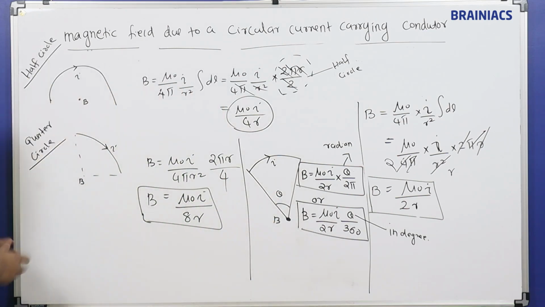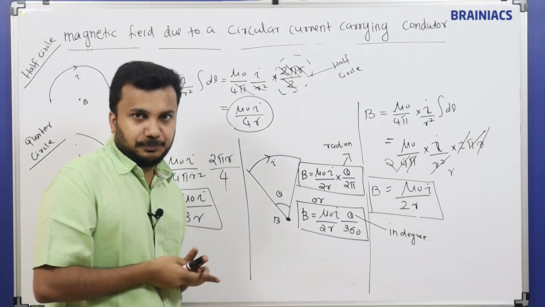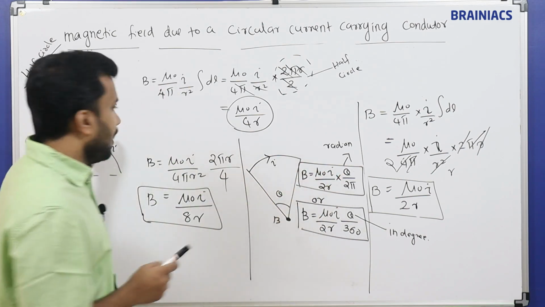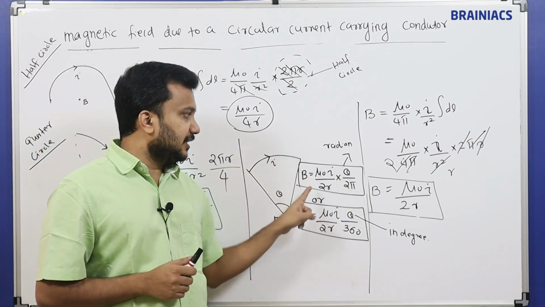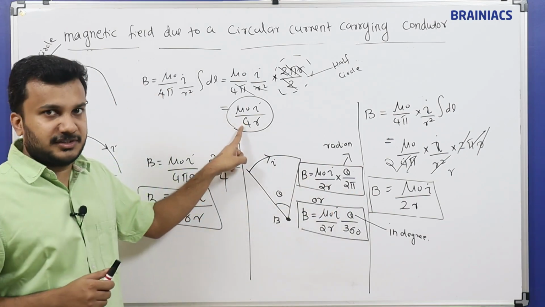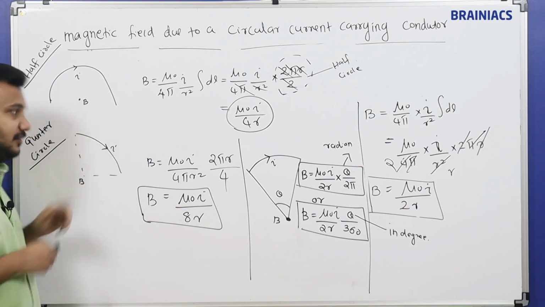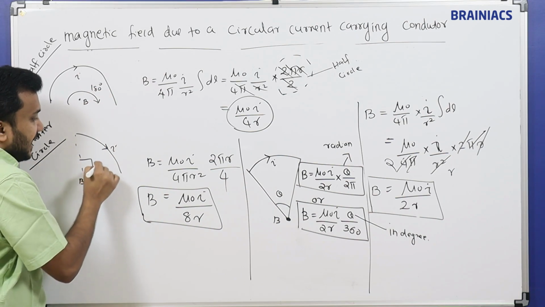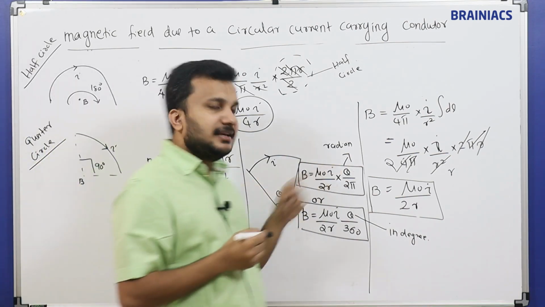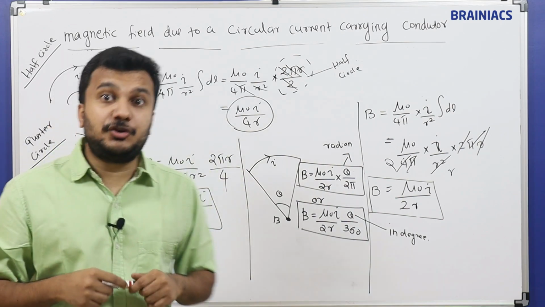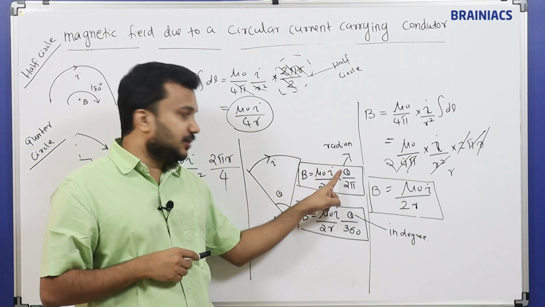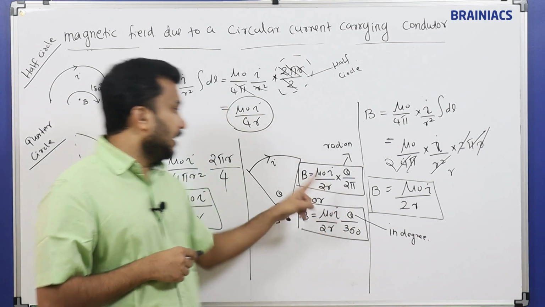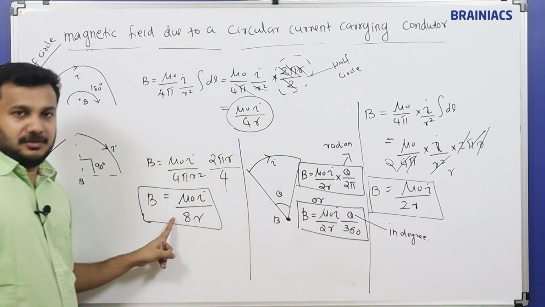Now for a full circle it is 2 pi. For a half circle, how much is the radian value? It is pi for a half circle. So pi will get cancelled, and you will get mu 0 I by 4r. For a quarter circle, for a half circle this is 180 degree, for a quarter circle this is 90 degree. The radian corresponding to 90 is pi by 2. If you substitute, pi and pi get cancelled, the 2 will come to the denominator, so it becomes 4 times 2, and mu 0 I by 8r will come.